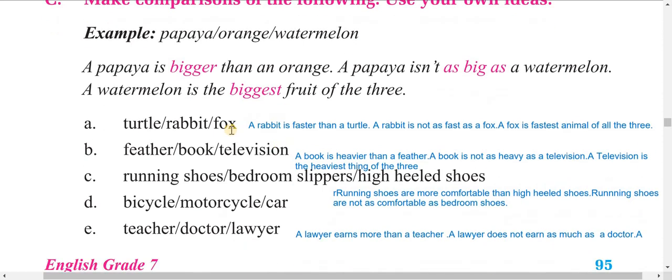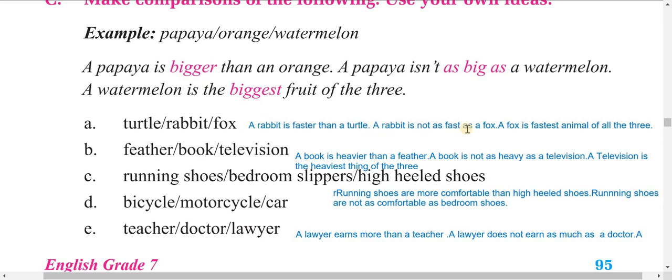Okay, turtle, rabbit, fox. So you can make your own comparison as well. I will give you a model answer. A rabbit is faster than a turtle. The rabbit is faster than the turtle. A rabbit walks, you can say that too. Or runs faster, you can say that too. A rabbit is faster than a turtle.